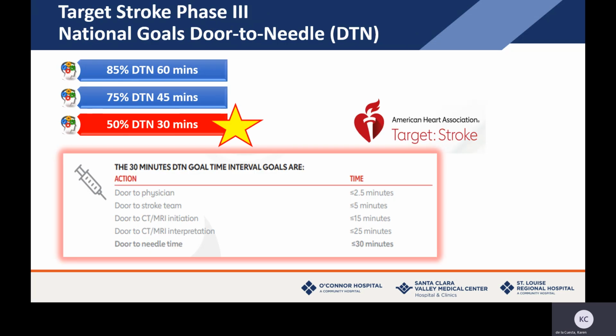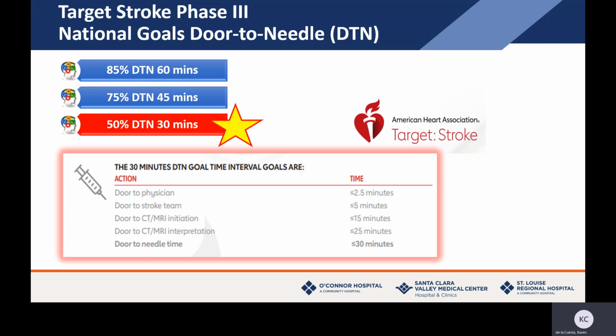So not only is thrombectomy or mechanical intervention important, chemical thrombolysis is still equally as important. And many of you are probably still familiar with Target: Stroke Phase 3 national goals, door to needle. And we here at the Stroke Enterprise, and in particular at O'Connor, are wholeheartedly invested in the national goals. Why is this important? You've all heard it. Time is brain, time is tissue. The sooner we can get the thrombolytic to the patient at the site of the clot, the much better outcome that they have. And that is the push for door to needle, door to needle, door to needle. Extremely important.